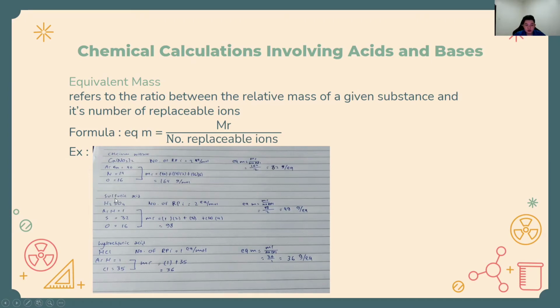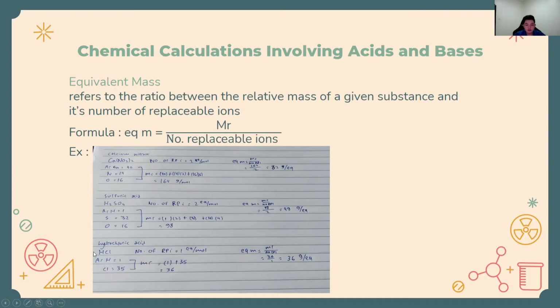The second example we have here is sulfuric acid, H2SO4. We find this in the periodic table. H is 1, S is 32, O is 16. The number of replaceable ions is 2 eq per mole. So we add all the Mr: 1 times 2 plus 32 plus 16 times 4, 98. And then we find the EQM, Mr per number of replaceable ions, 98 per 2, 49 g per eq.